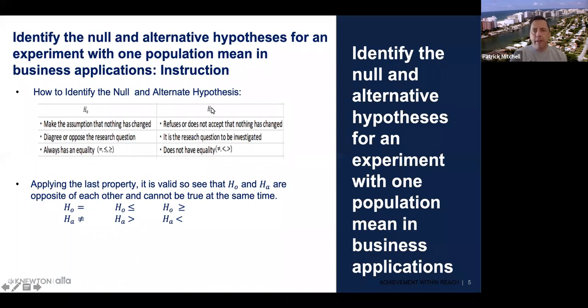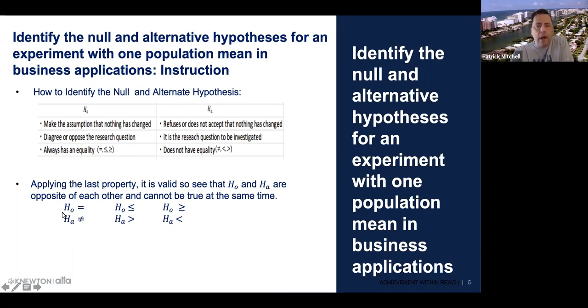The alternative hypothesis, which is denoted H subscript A, or sometimes H subscript 1, refuses or does not accept that nothing has changed, a challenge to the status quo. It's the research question to be investigated, and symbolically, it will never include equality. It will either be does not equal, less than, or greater than. So applying this last property, it is valid to see that the null hypothesis and the alternative hypothesis are opposite of each other and cannot be true at the same time.